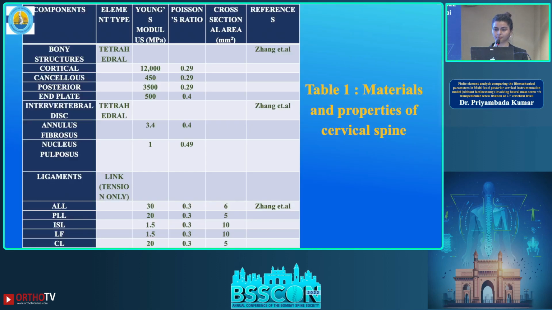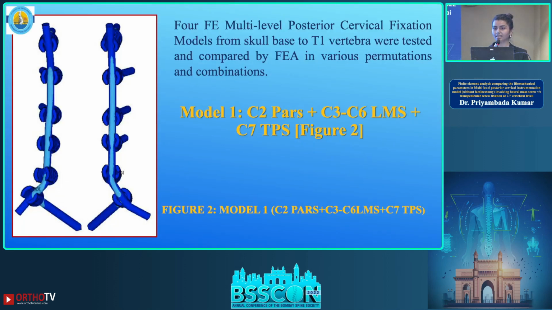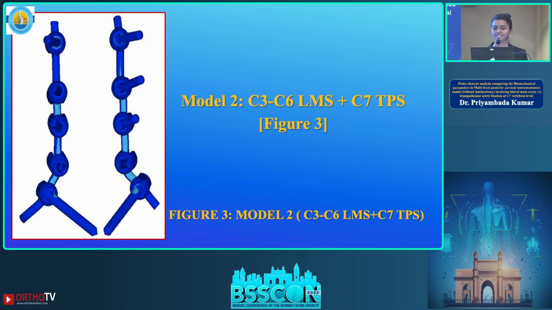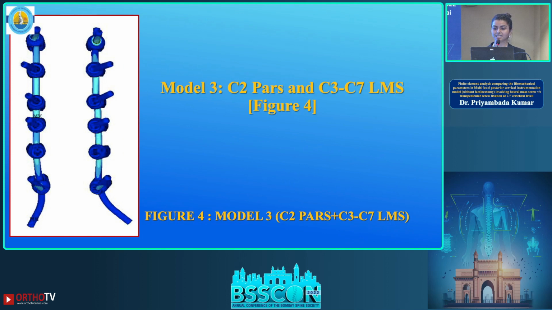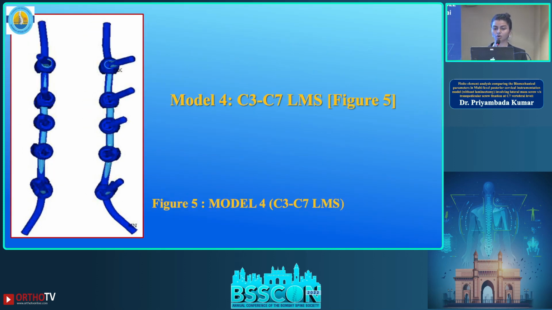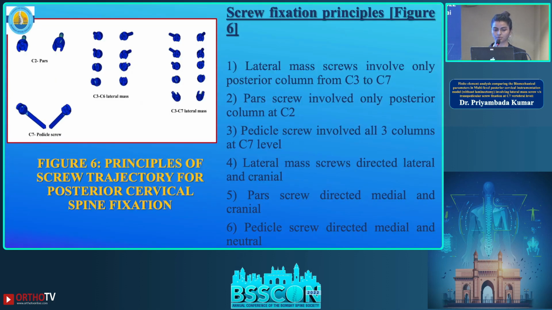4 3D finite element models were created, with Model 1 involving C2 pars, C3 to C6 lateral mass screws, and C7 transpedicular screw fixation. Model 2 involved C3 to C6 lateral mass screws and C7 transpedicular screw. Model 3 involved C2 pars and C3 to C7 lateral mass screws, and Model 4 involved C3 to C7 lateral mass screws. Principles of screw trajectory for posterior cervical spine fixation were followed.